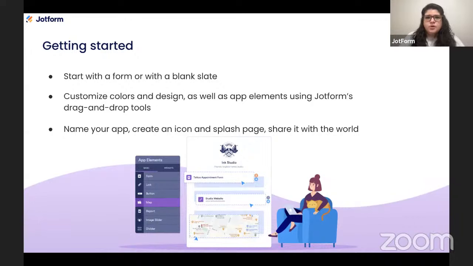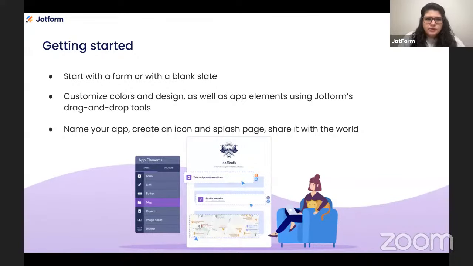You can start either with a form that you already have, you can start with a template, or you can start entirely from scratch with a blank slate. And once you have your app ready, you can customize it, look and feel, as well as adding elements in much the same way that you would edit your forms. If you're already a Jotform user, it should be pretty familiar to you. The last things that you'll need to do are to name your app, pick an app icon, because that's essential to having an app, and then you'll share it out with whomever you want to use it and start getting people to use your app.